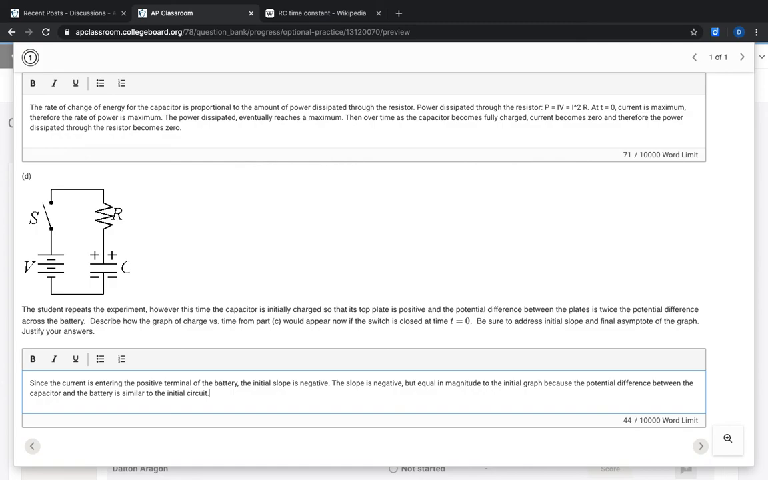And then what about the ending? So we need to address the final asymptote. So eventually, this capacitor is going to have the same charge, right? It's going to end up with the same charge as before, but all of that charge went through the negative end of the battery. And so what we're going to say here is that the asymptote is the same as before, but negative. Okay, so that's it for this problem. Email me if you have any questions over it.